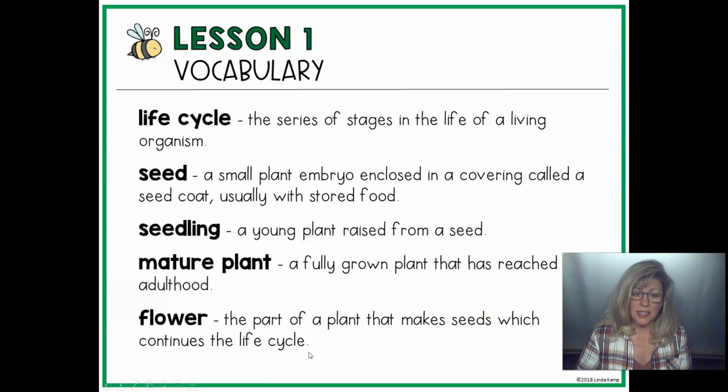So you're going to come across some vocabulary as we go through this lesson, and of course, the common one would be life cycle, which is the series of stages in the life of a living organism or thing. Seed, a small plant embryo enclosed in a covering called a seed coat, usually with stored food. A seedling is a young plant raised from a seed, and a mature plant is a fully grown plant that has reached adulthood. The flower is the part of the plant that makes seeds, which continues the life cycle.